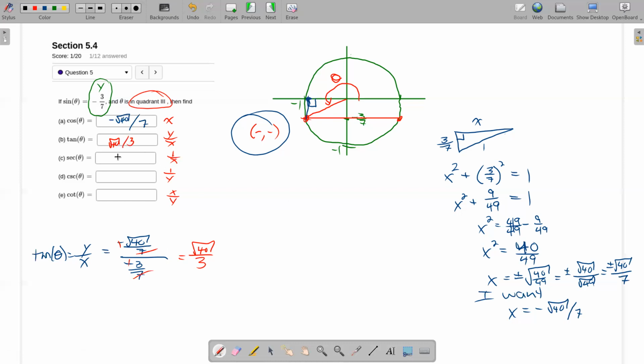Secant, we flip the x value. So that would be negative 7 over the square root of 40. And I don't really care about rationalizing the denominator unless somebody told me to. So I'm not going to. Cosecant, that means flip the sign, 1 over y. So that would be negative 7/3. And the cotangent is to flip the tangent. So that would be 3 over the square root of 40.